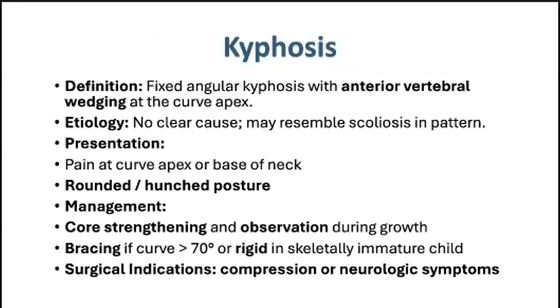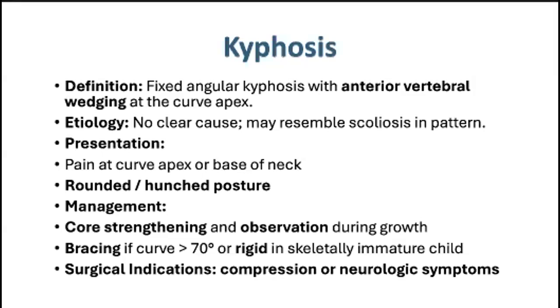Kyphosis. This is a fixed angular kyphosis at the anterior vertebral wedge at the curve apex. There's no clear cause. It may resemble a scoliosis in pattern. The presentation is pain at the curve apex, which is also the base of your neck, and it gives kind of a rounded, hunched posture. The management is core strengthening and observation during growth. We start to use a brace if the curve is greater than 70% or rigid in skeletally immature children.